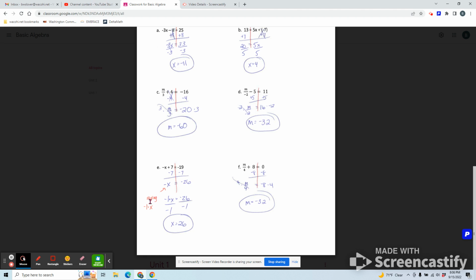And if you notice here in red, I rewrote this. This negative x is really saying negative 1 times x. So in order to undo that multiplication, I need to divide. It is very common for students to want to add 1. And it makes sense. It's a negative. You want to add it to get rid of it. But this is negative 1 times x. To undo multiplication, you have to divide. So we divide both sides by negative 1 in this case. So negative 26 divided by negative 1 is 26.